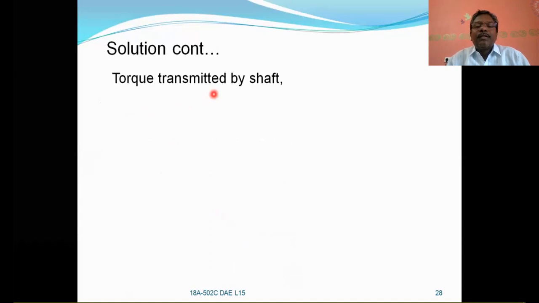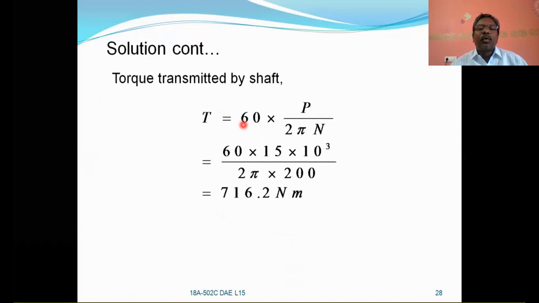power formula, that is P is equal to 2 pi n T by 60. So T is equal to 60 into P by 2 pi n, and as the power is given in kilowatts, 10 to the power of 3 is to be multiplied. That means 60,000 into 15 by 2 pi into 200. Then you got 716.2 Newton meters. So convert this into Newton millimeters: 716.2 into 10 to the power of 3 Newton millimeters torque is transmitted by the key and shaft.